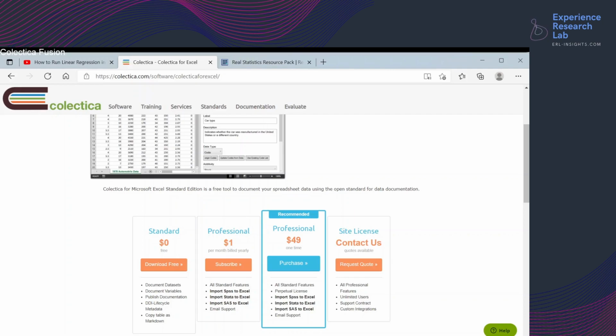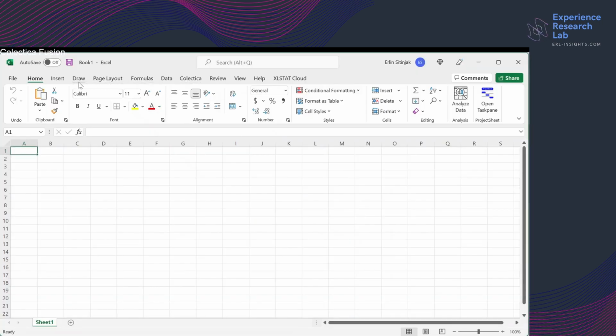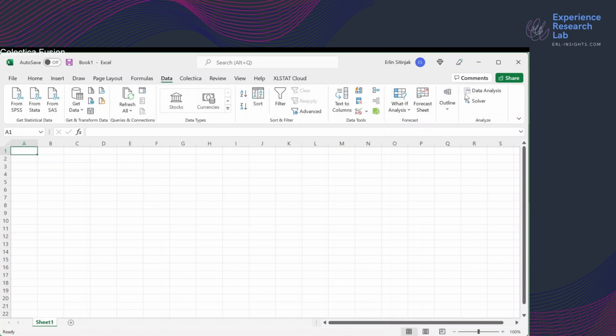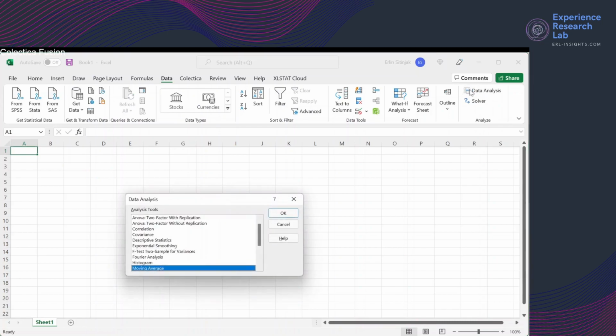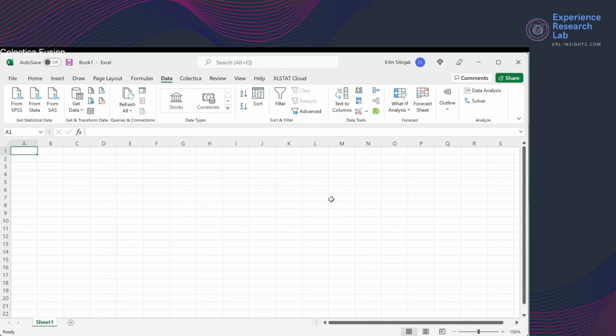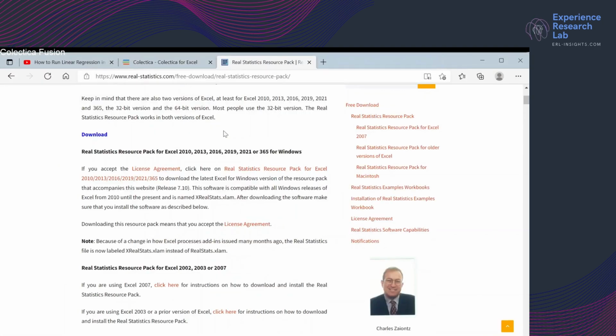To analyze the data, I can use the Microsoft Excel data analysis tools that allow me to run several types of analysis, including ANOVA, correlation, covariance, and regression. Further, if I want to run a more advanced statistical analysis, I can download and install the Real Statistics resource pack that is literally free of charge. And actually, this is what I will use for the analysis in this video today.